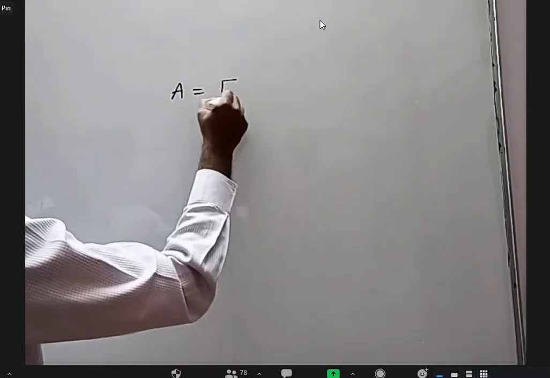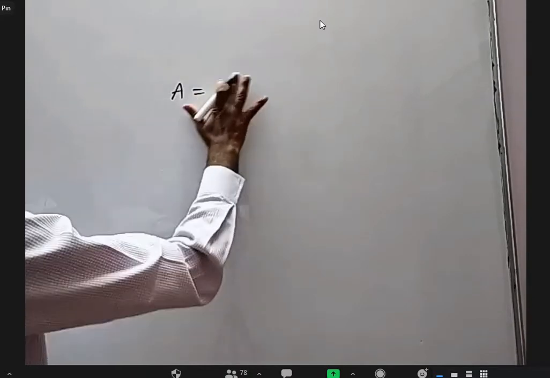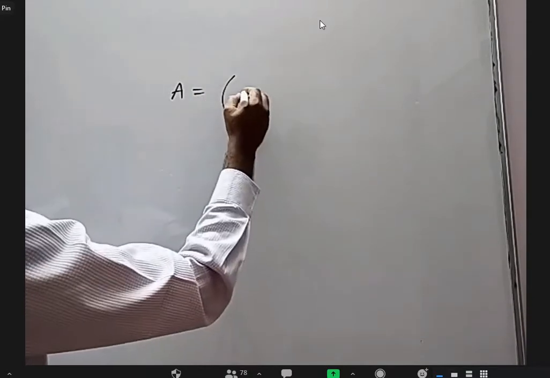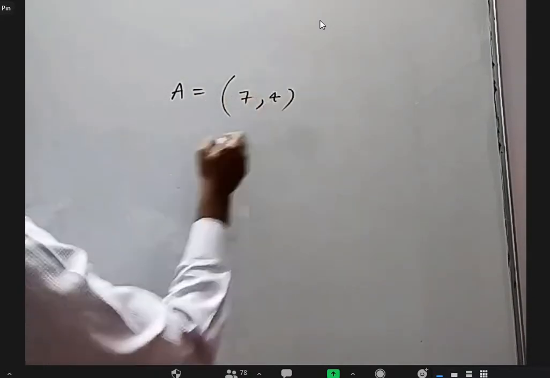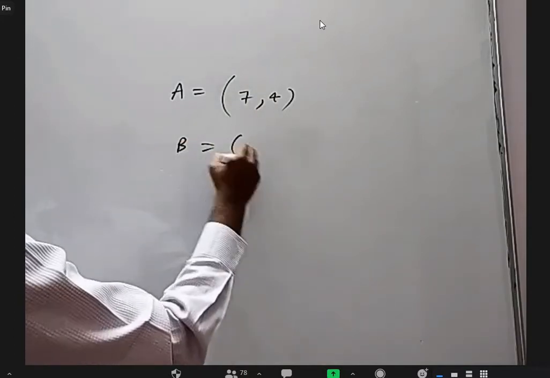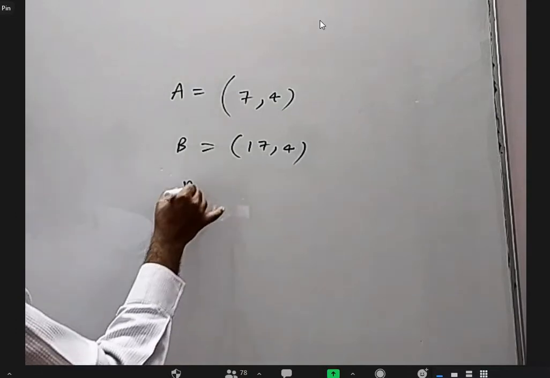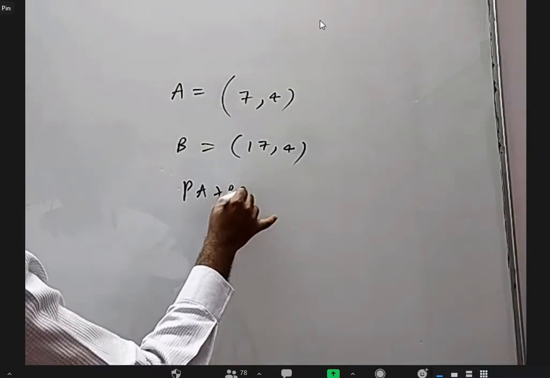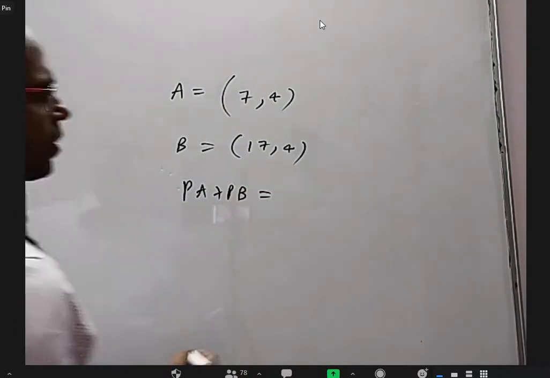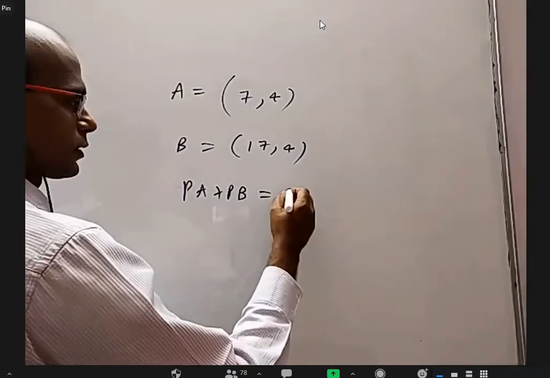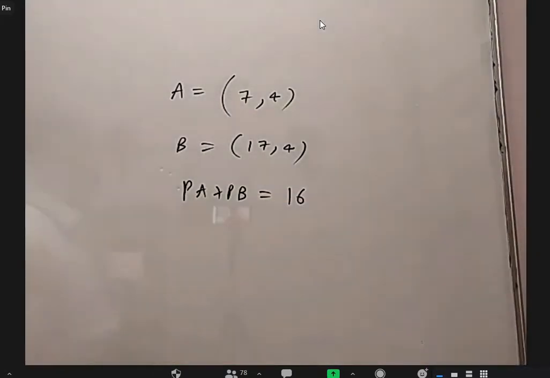Capital A is 7, 4. Capital B is 17, 4. And PA plus PB is 16. What is the locus of P?